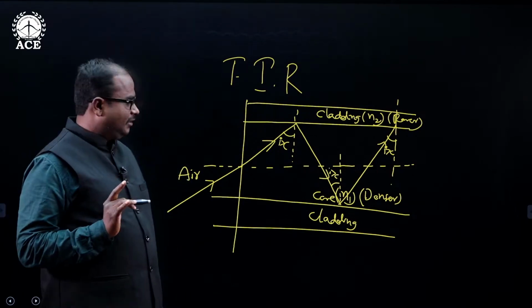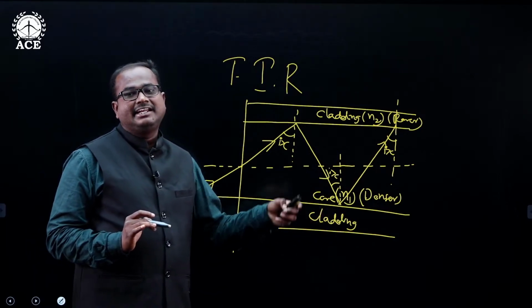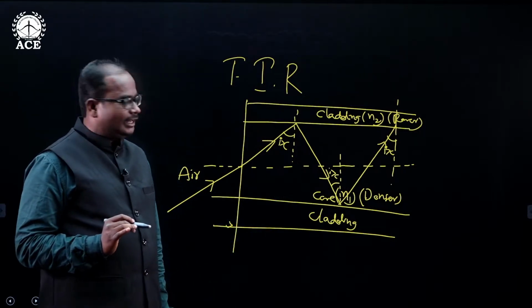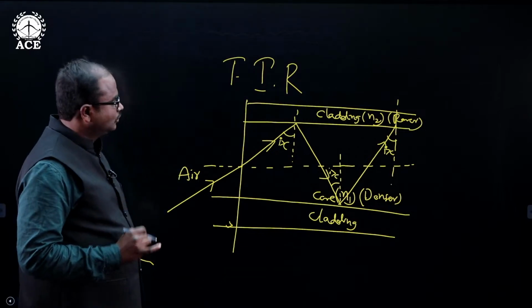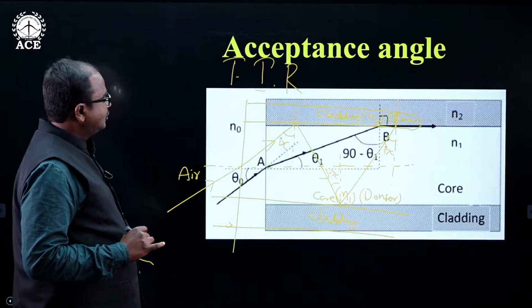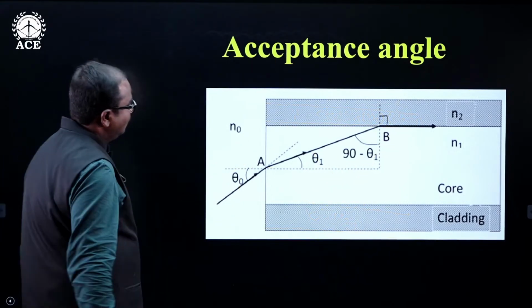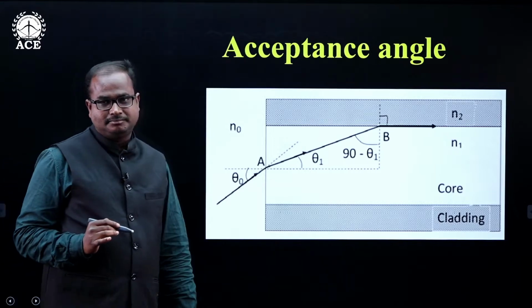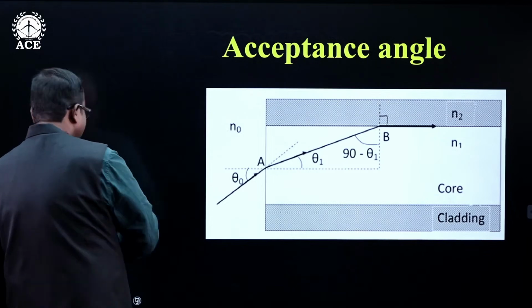We have to remember one thing here: the refractive index of the core is slightly greater than the refractive index of the cladding. Then the core acts as the denser medium, and the cladding acts as the rarer medium. So this is the main principle. Next, we are going to discuss what is acceptance angle. What is this acceptance angle?